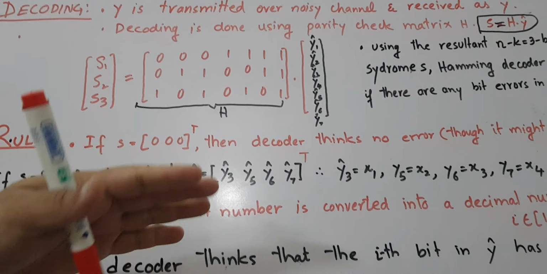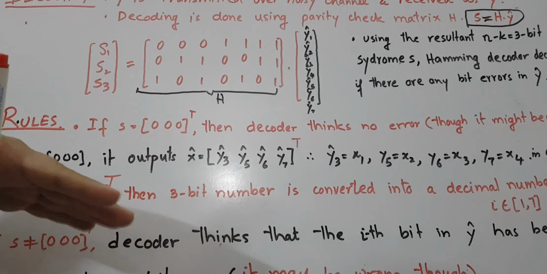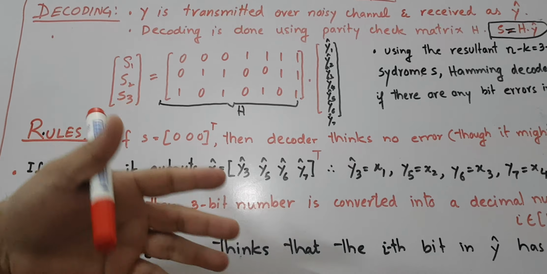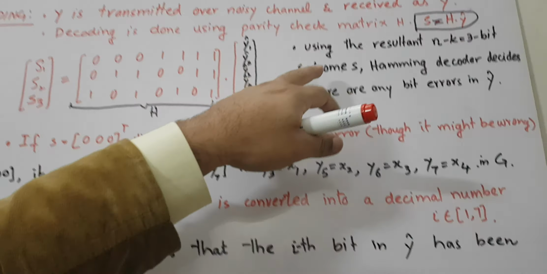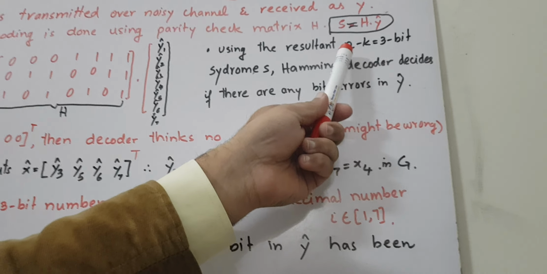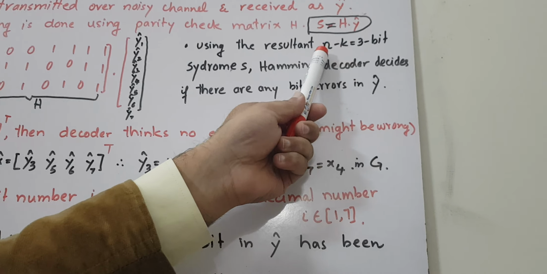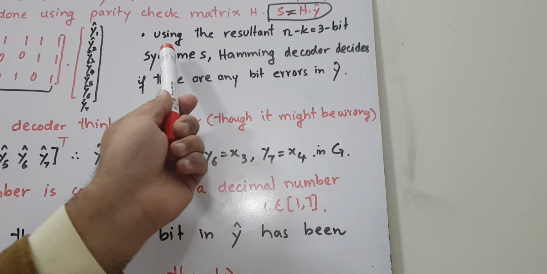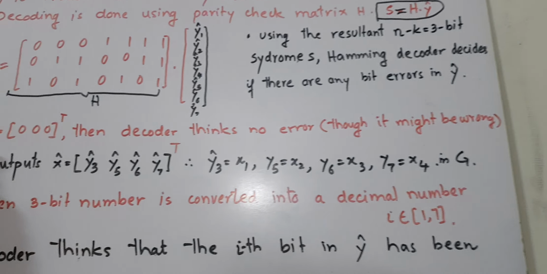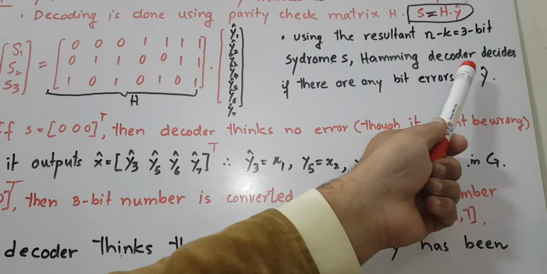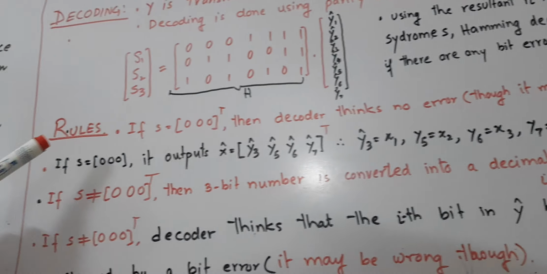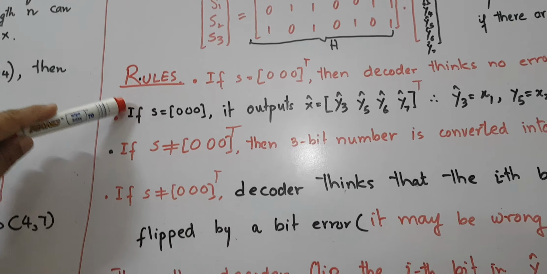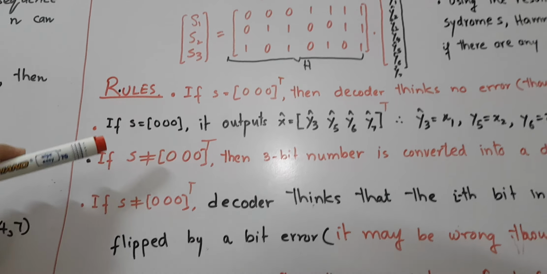So what are the rules? How can we say that this is the exact code word, or if a bit has been flipped, how can we correct it? Using the resultant n minus k, where n is 7 and k is 4, so 7 minus 4 is equal to a 3-bit syndrome. The Hamming decoder decides if there is any bit error in y hat. These are the rules you need to take care of.